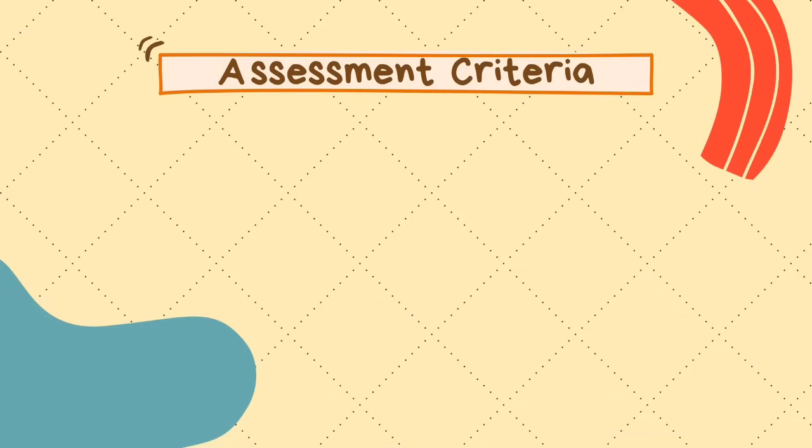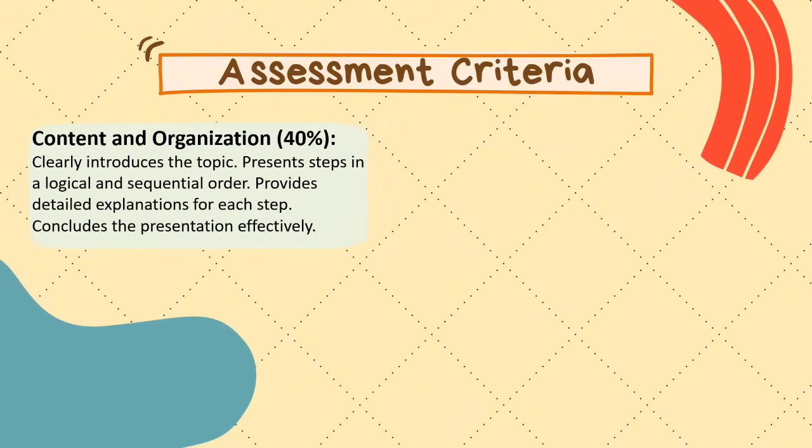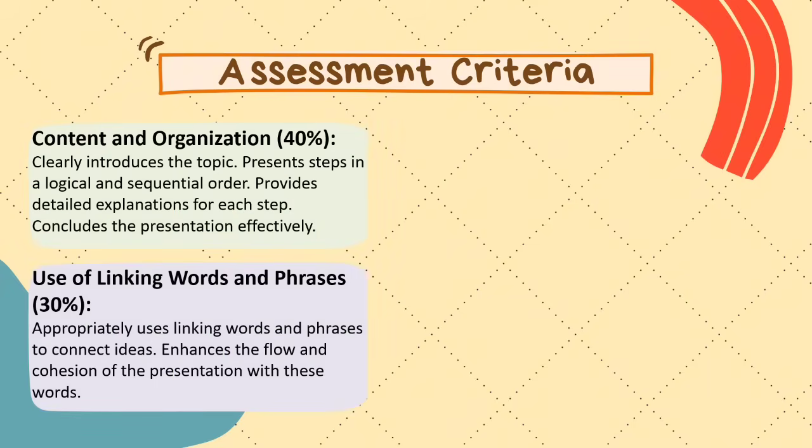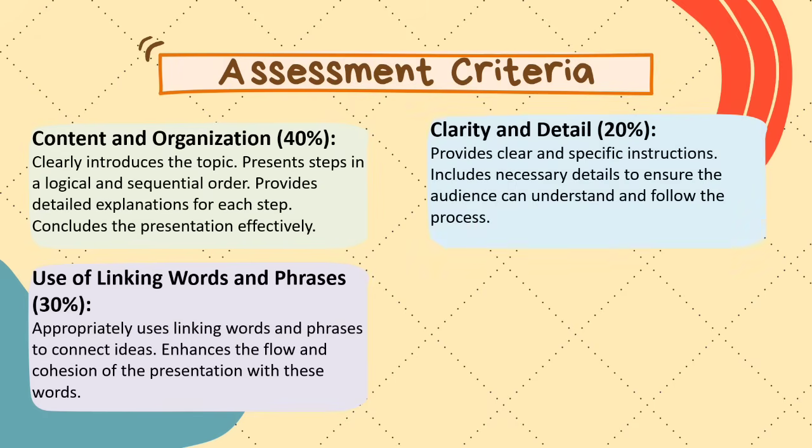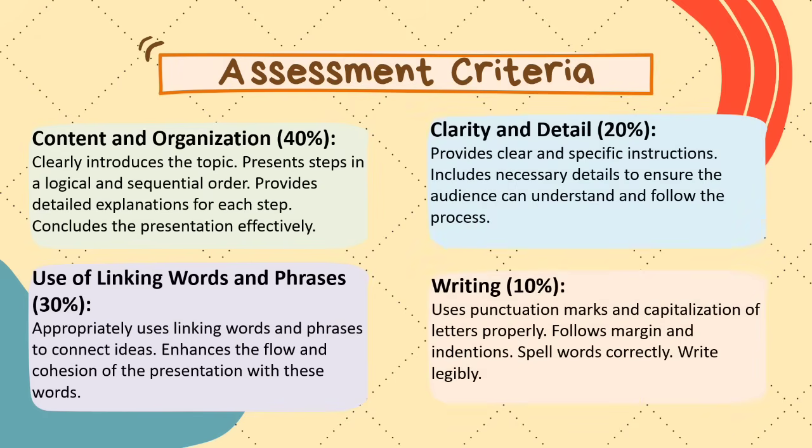But before you write, I want you to be aware of how your work will be graded. Please consider this criteria before writing. Content and organization is 40%. Use of linking words and phrases is 30%. Clarity and detail 20%. And writing is 10%.